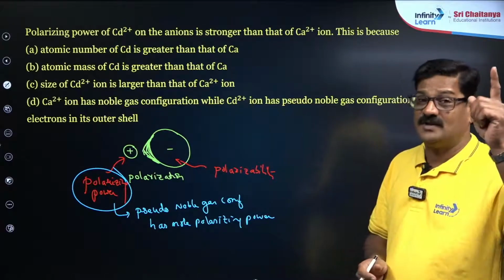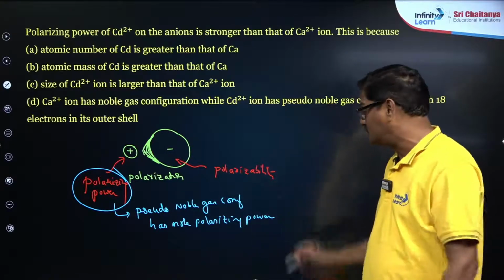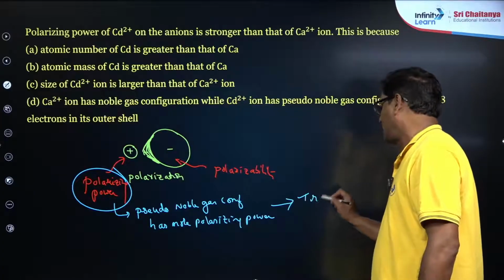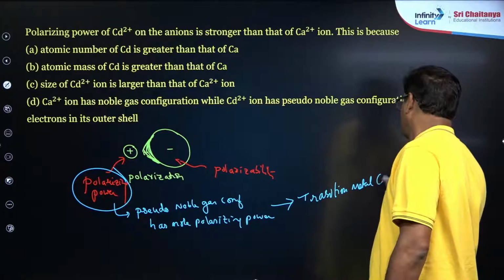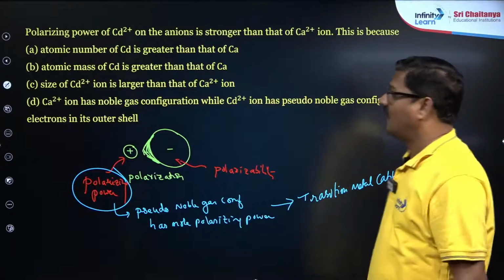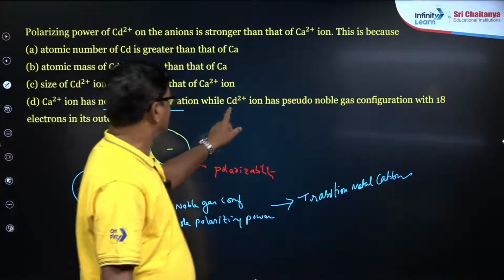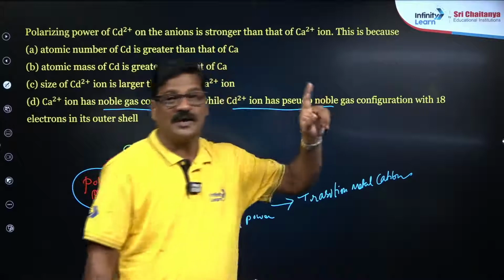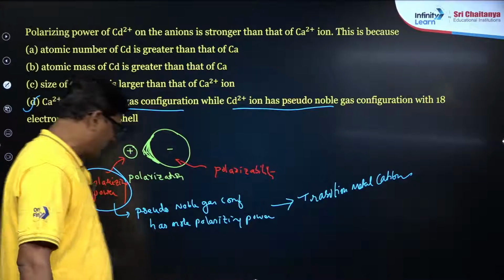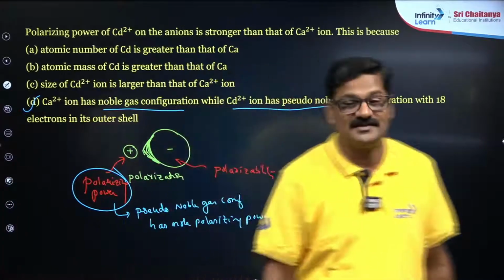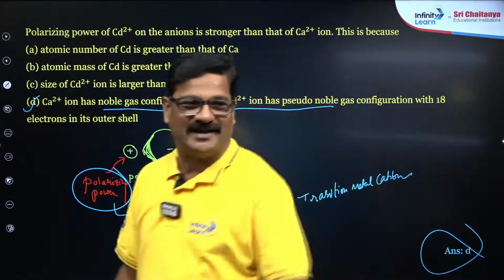In the first question of this particular session, I just want to say this polarizing power is more for transition element cations. So calcium 2 plus has noble gas configuration, whereas cadmium 2 plus has pseudo noble gas configuration. Therefore it has more polarizing power. My answer for this question is going to be D, right? So the answer is going to be D. What you did is correct, son.